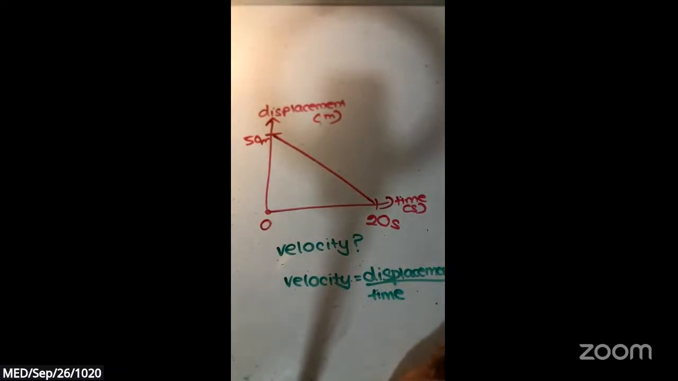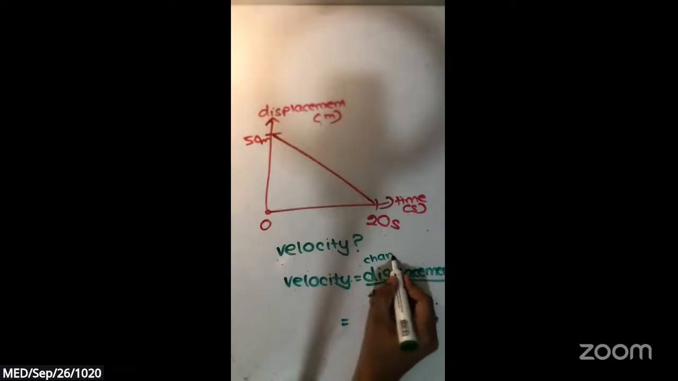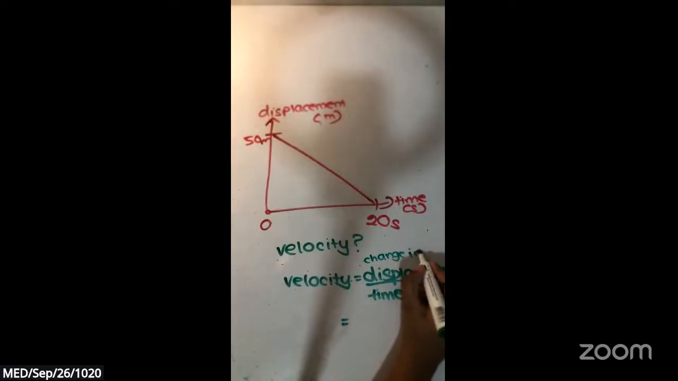So from this, it's very easy. Now I'm going to answer your question. Why I said it's not just displacement over time, but change in displacement over time. In your exam also, if you just say velocity is displacement per unit time, they won't give you marks. You have to say change in displacement per unit time. Remember that. Change in, that is important, right?